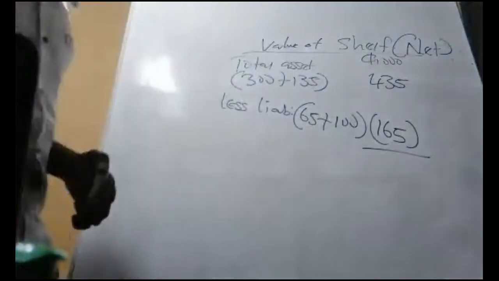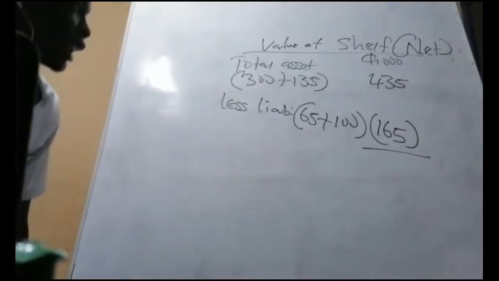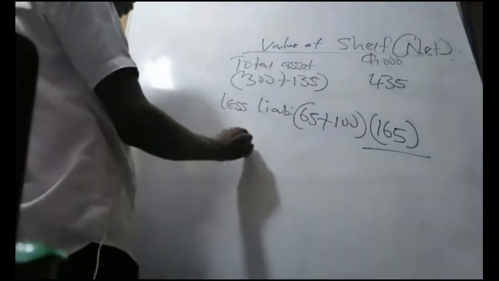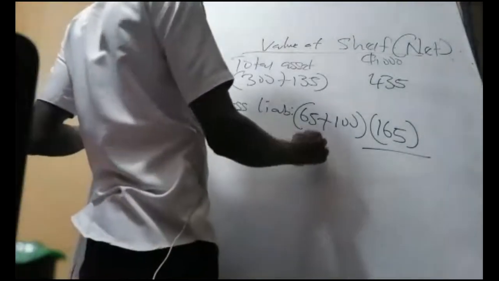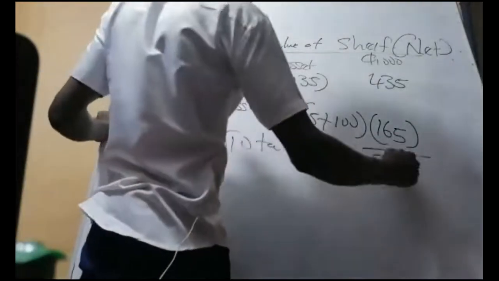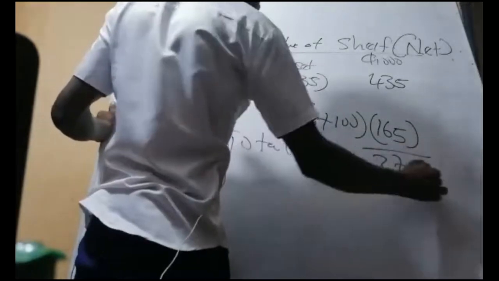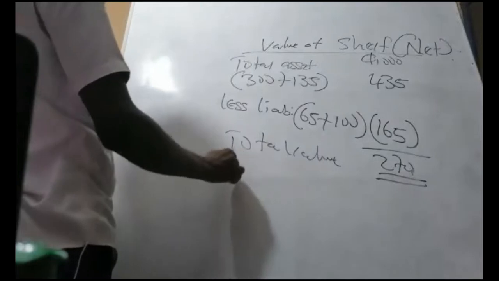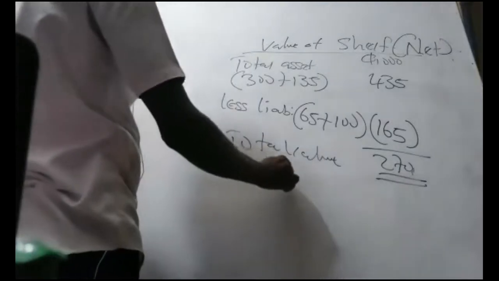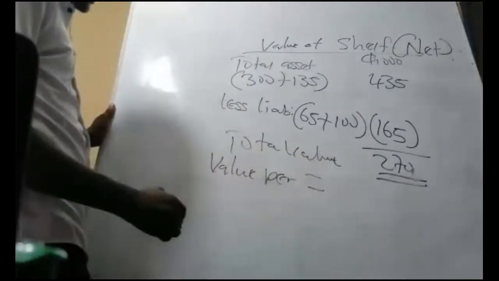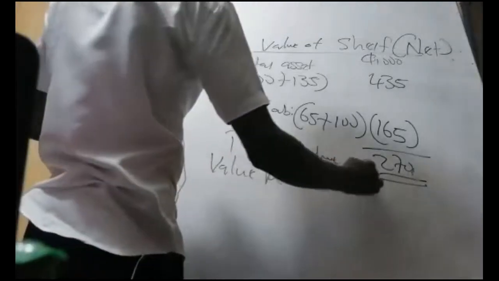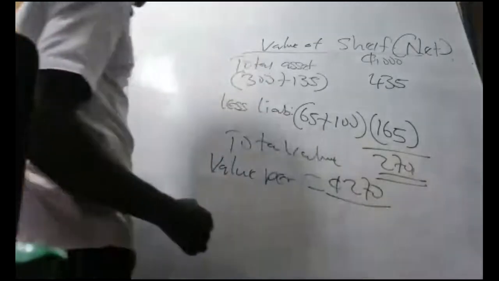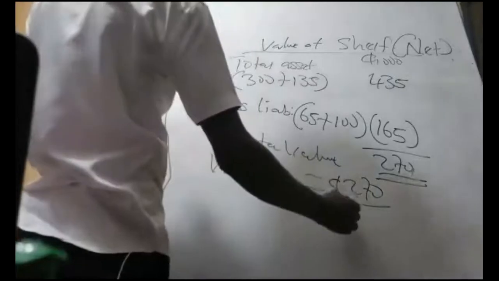Yes. Now let's check this value. So therefore, the total value of the business should be 270,000. So the value per share is equal to the total value, 270, divided by the number of shares. The number of shares is 100,000.